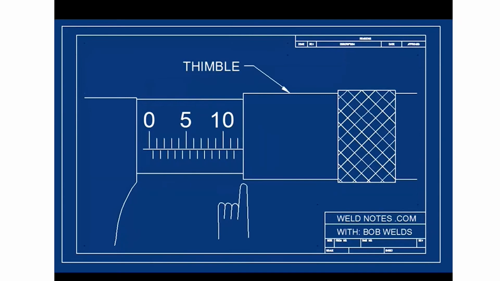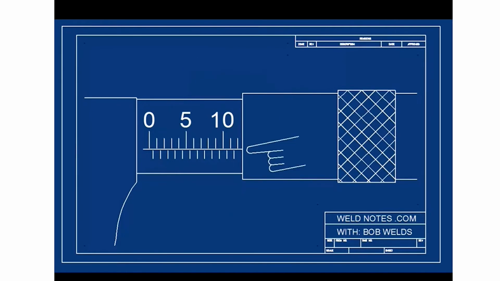You read the barrel scale by looking at the edge of the part that turns. This part's called the thimble. You begin by looking at these marks. You'll notice there are two sets of marks and a line. The marks above the line are millimeters. The marks below the line are half millimeters.